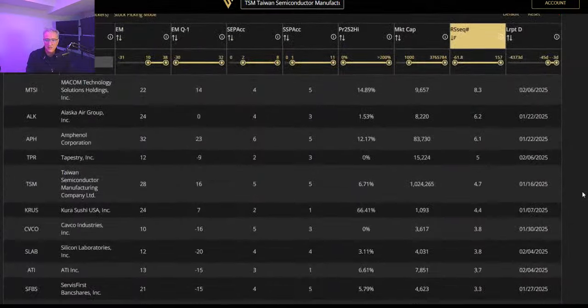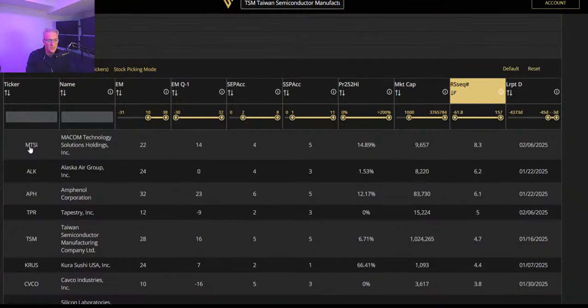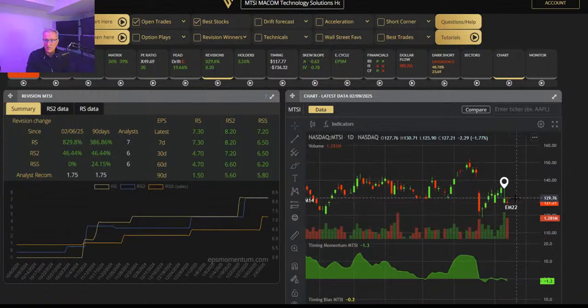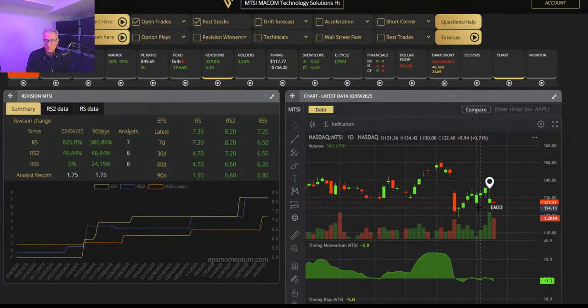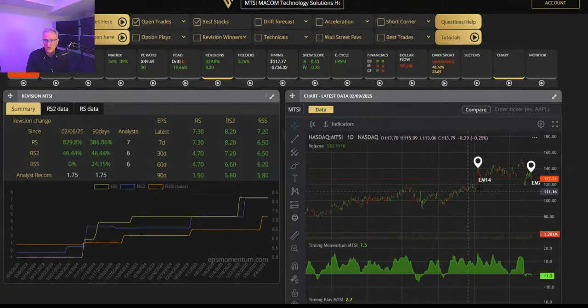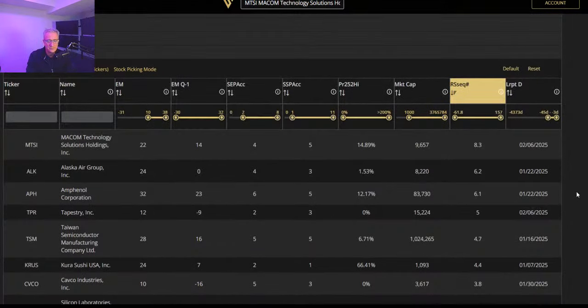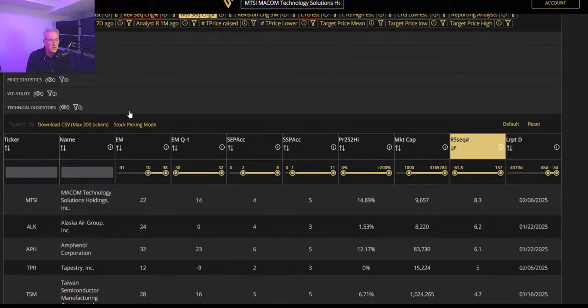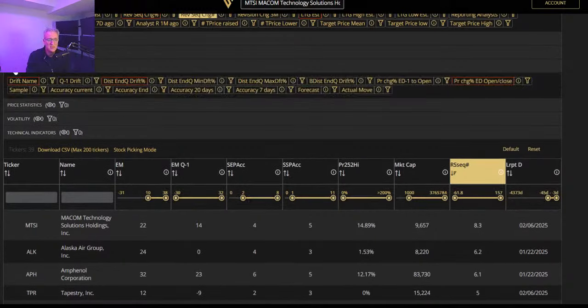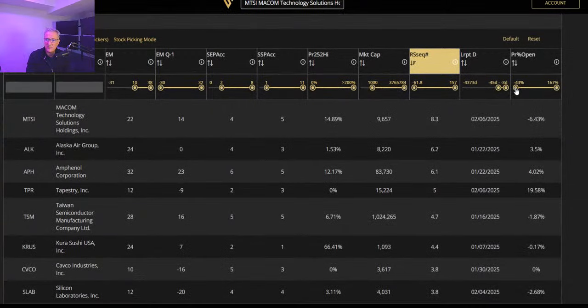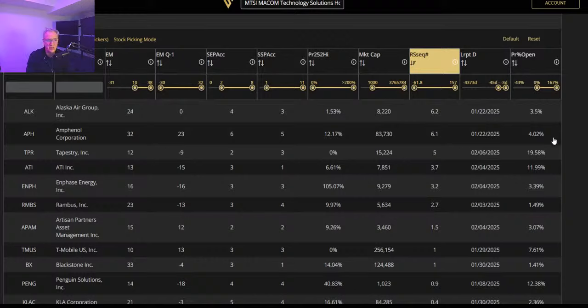So here I have a very good comparison. This stock, Macom Technology Solutions, MTSI, it went up a lot. It's plateauing, close to its high. Again, good names here. So yeah, very important. If I overlay this with the earnings gap, I might get something interesting here. Let's do positive earnings gap, and now I have even better names.